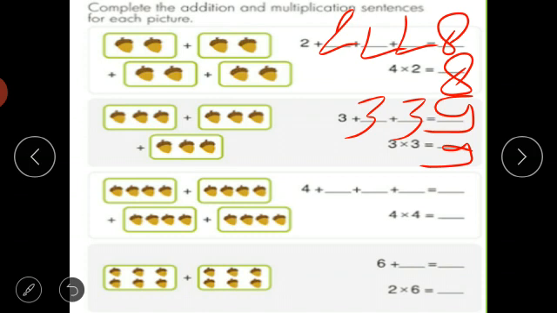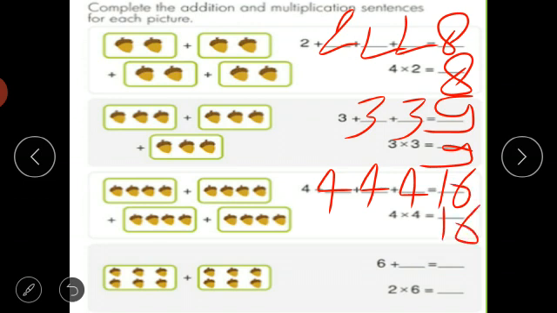Now next, there are 4 groups. How many groups? 4 groups. And each group is having 4 fruits. Now count all the fruits. 1, 2, 3, 4. Okay, so 4 is already written here. In the second group also 4 fruits. In the third group also 4 fruits. And the fourth group also 4 fruits. So now count all fruits together. 1, 2, 3, 4, 5, 6, 7, 8, 9, 10, 11, 12, 13, 14, 15, 16. 4 times 4 is equal to 16.